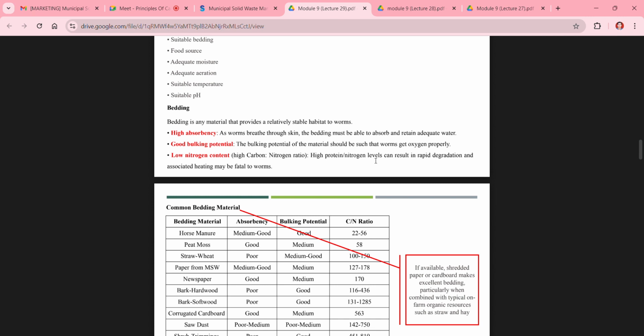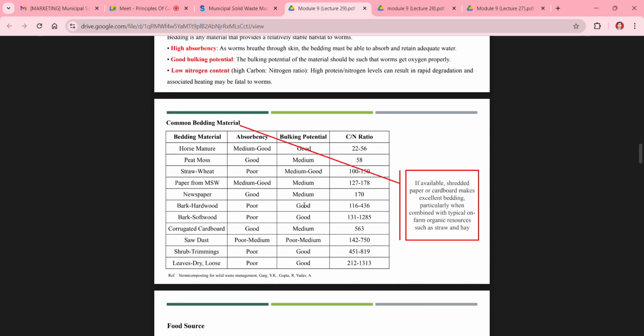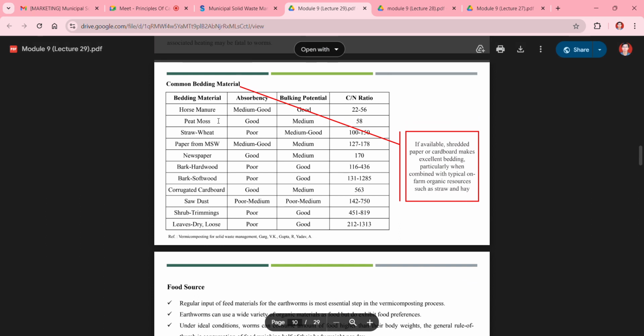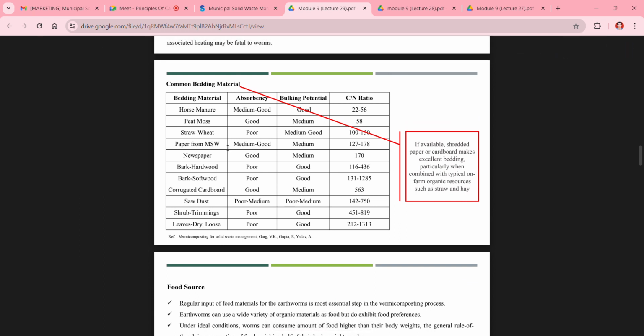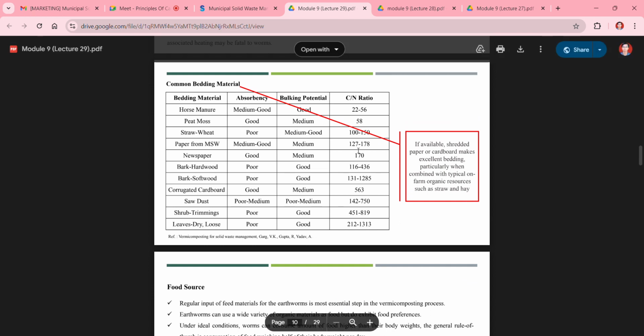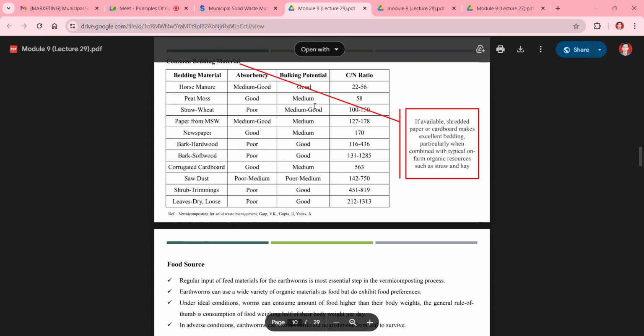Okay, because of this high nitrogen content, what will happen? The nitrogen is going to go into a rapid degradation process, forming ammonia, CO2 and H2O gases, and that will result in a very rapid increase of temperature. So we need a bedding material which possesses low nitrogen content. Then some common bedding materials are horse manure, peat moss, straw, and wheat, and there are some different properties of these common bedding materials like absorbency, bulking potential, and C/N ratio.